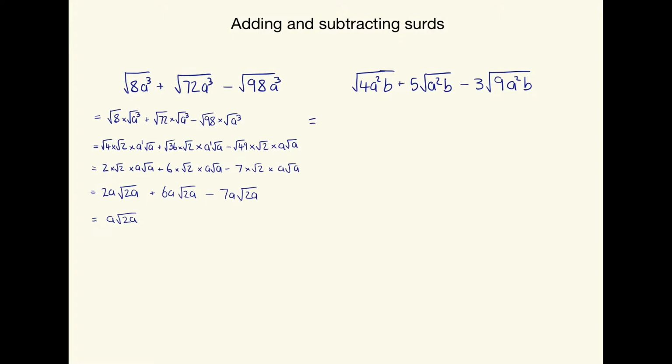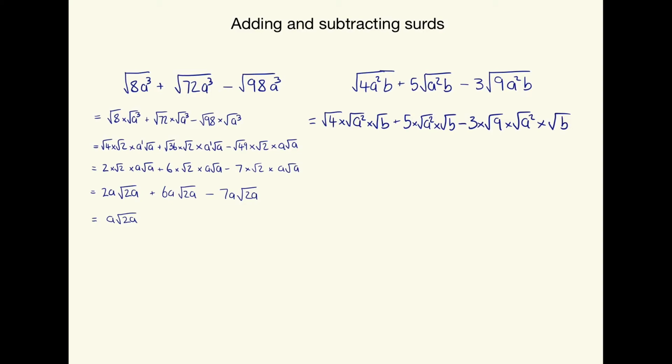So again, the terms underneath our square root signs are not the same, so we cannot add the numbers outside. We cannot do that. So first step is to simplify each of our surds, each of our square roots. Let's go ahead and do that. So square root of 4 times the square root of a squared times the square root of b, add 5 times the square root of a squared times the square root of b, subtract 3 times the square root of 9 times the square root of a squared times the square root of b.